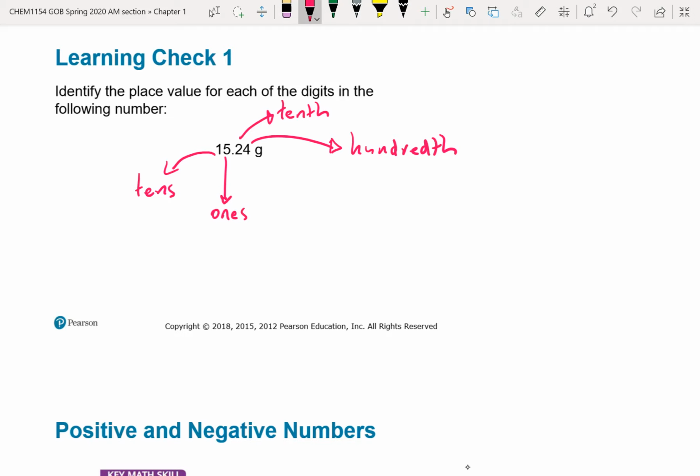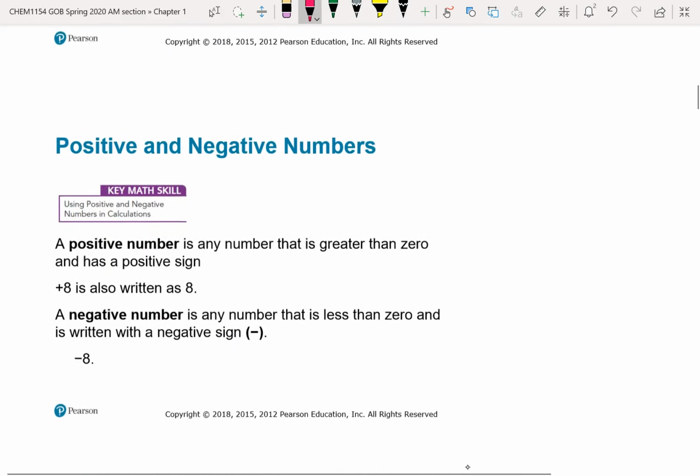All right. So identifying where the digit lies in the number is going to be important, because when we start dealing with mathematical operations, multiplication, addition, division, etc., we're going to have to apply those things.